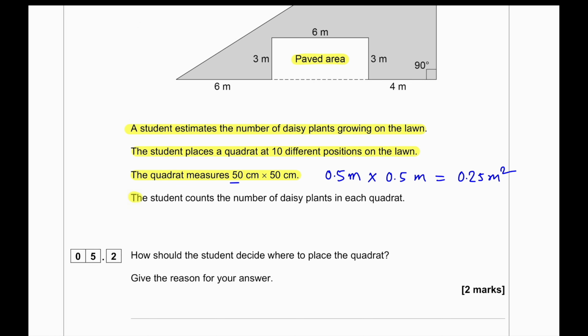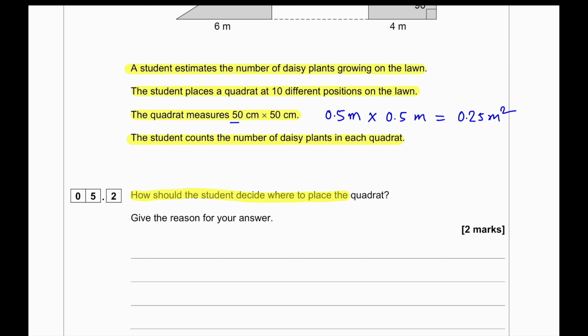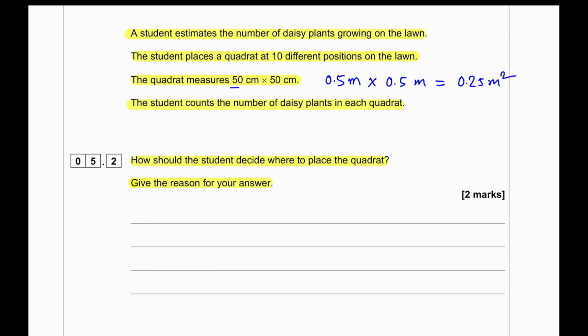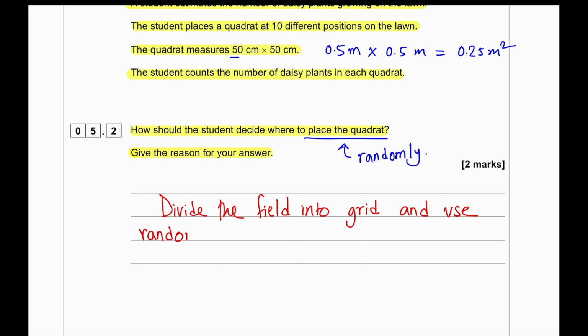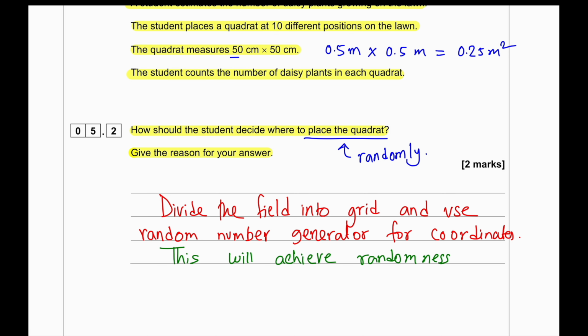The student then counts the number of daisy plants in each quadrat. How should the student decide where the quadrat should be placed? Give the reason for your answer. The student needs to place the quadrat randomly. To do it randomly, the student can make the entire field into a grid and then find coordinates using a random number generating app. This will achieve randomness.